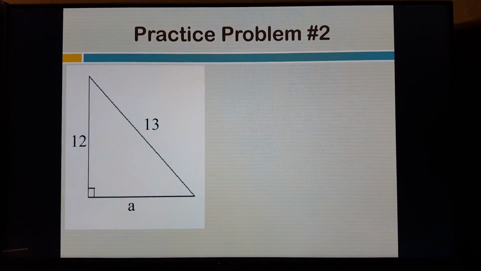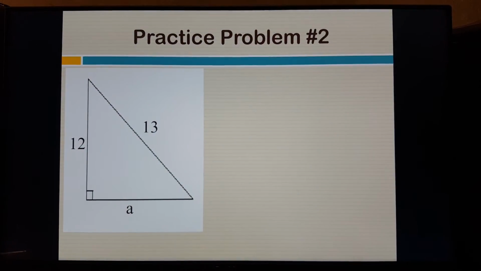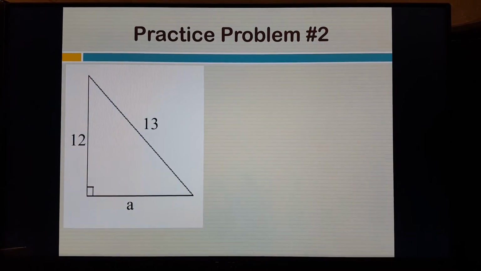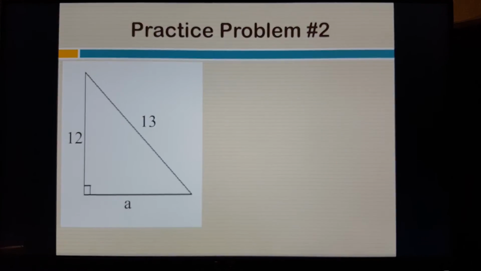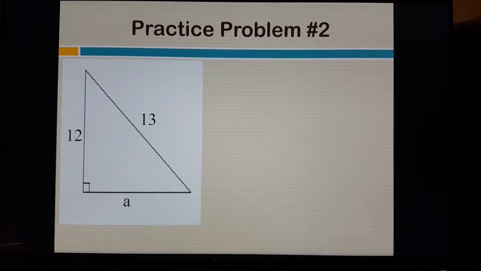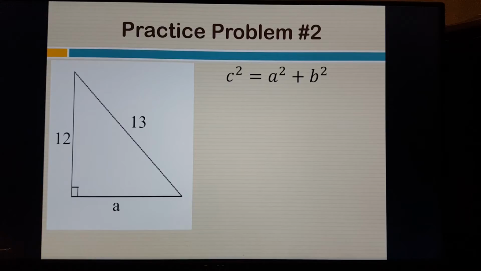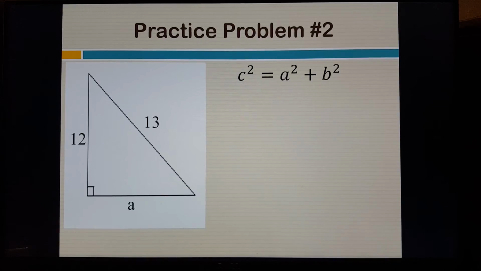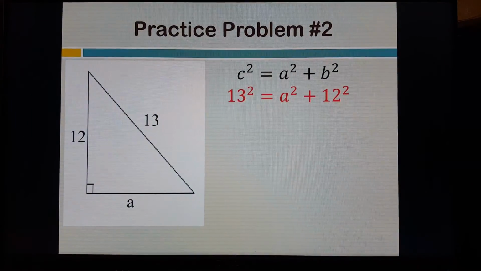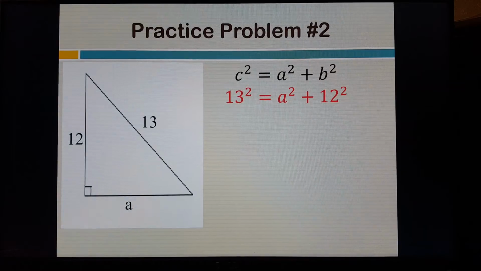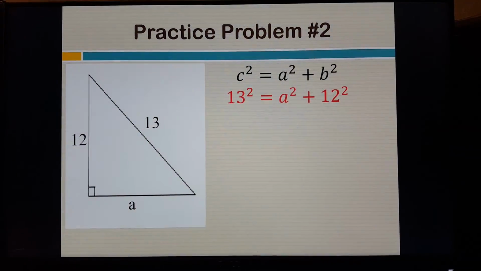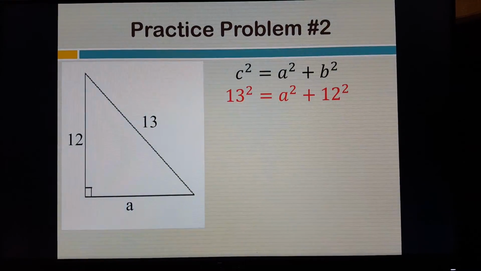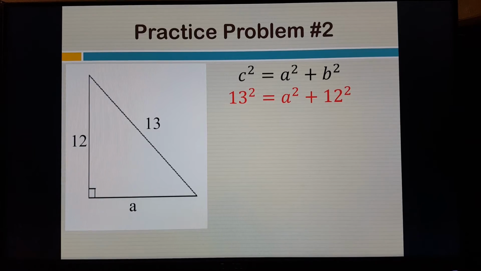Let's try another problem. Our second problem, this time we have a leg that's 12. One leg, in this case A, is not labeled, and our hypotenuse is labeled 13. We start with the same formula: C squared equals A squared plus B squared. Put in our numbers. Our hypotenuse was 13, so we put the 13 in for C. Gives us 13 squared. Because A was unknown, we leave it as A squared. And then we put the 12 in as 12 squared.